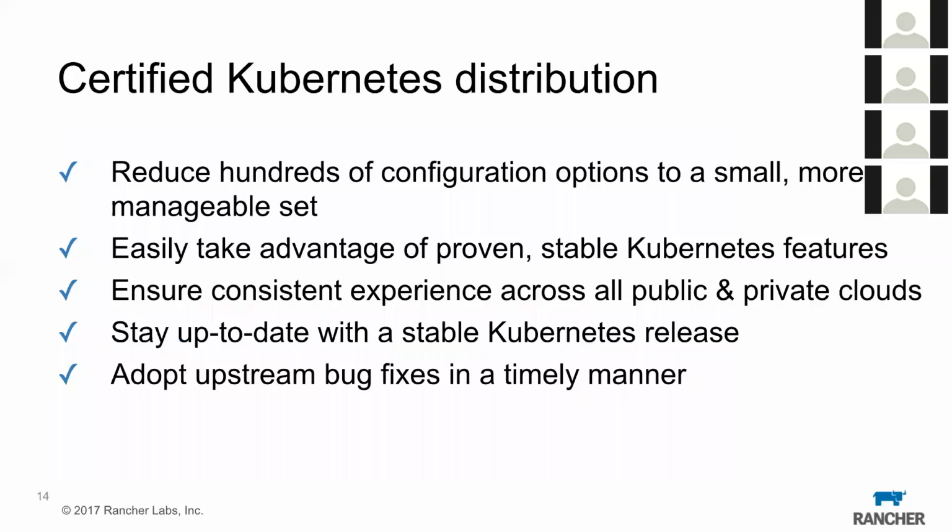So this is what I addressed before: a simplified configuration, so that it's really a smaller, more manageable set. Kubernetes includes both stable but also a lot of beta features, so we are making sure that our distribution only includes tested, stable, production-ready features. And of course, all that applies wherever you deploy your cluster. It could be your private cloud, or a public cloud like AWS, DigitalOcean, Google Cloud, or Azure.